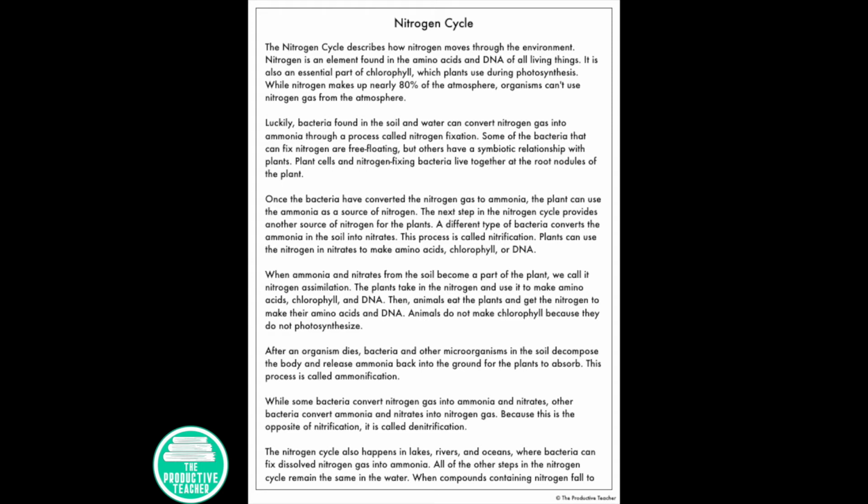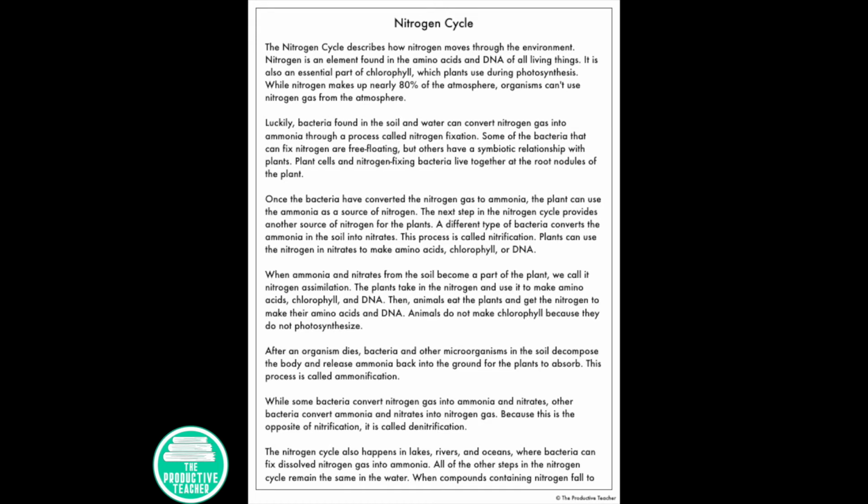Then, animals eat the plants and get the nitrogen to make their amino acids and DNA. Animals do not make chlorophyll because they do not photosynthesize. After an organism dies, bacteria and other microorganisms in the soil decompose the body and release ammonia back into the ground for the plants to absorb. This process is called ammonification.